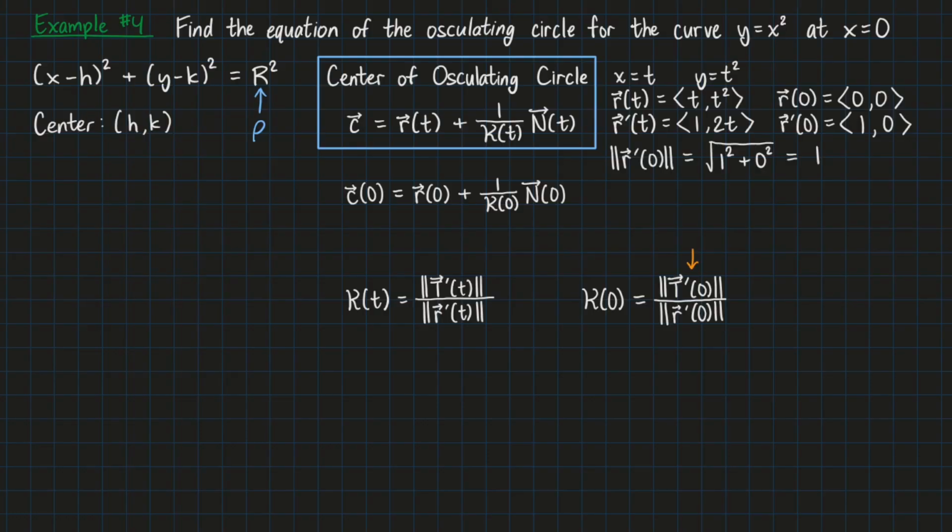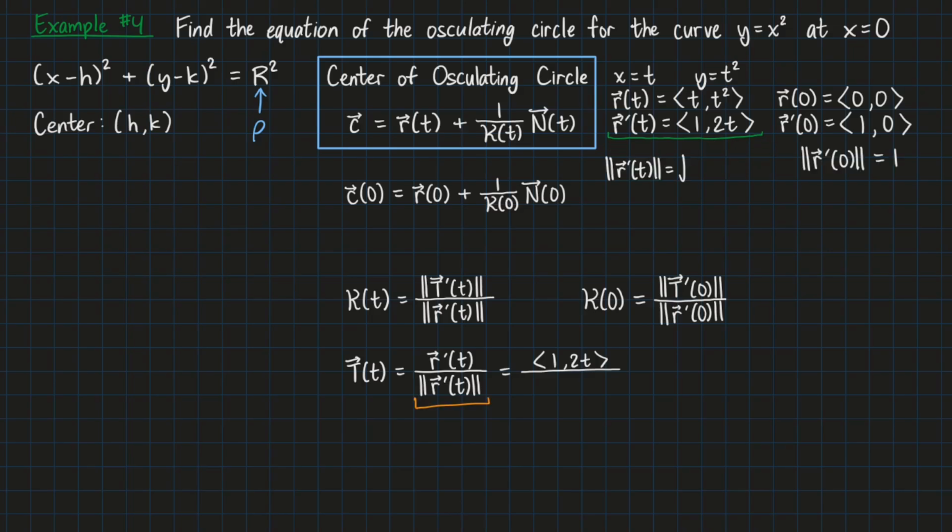To get T prime, we need to find the function for T and take the derivative of it. The unit tangent vector T is r prime over the magnitude of r prime. R prime of t is ⟨1, 2t⟩, and we need the magnitude of r prime of t as a function. So we square each component of r prime of t, we sum them, and we square root the sum. So this is what T of t is.